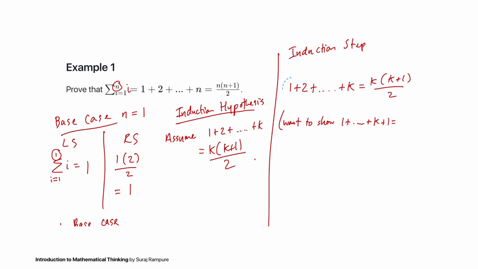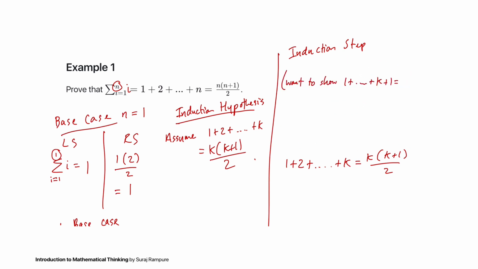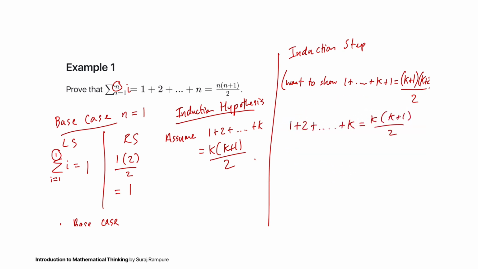So maybe I should write this in a different order. So we can start with this. We want to show that what? The sum 1 plus 2 plus 3 all the way until k plus 1 is equal to what? K plus 1 times k plus 2 divided by 2. Is that clear? So that's exactly what we would get if we plugged in k plus 1 into this formula for n. Is that clear? So that's what we want to show. We're assuming that it's true for the value of k, and we're somehow going to arrive at the fact that it's true for k plus 1. Is that clear? So we're assuming this statement right here.